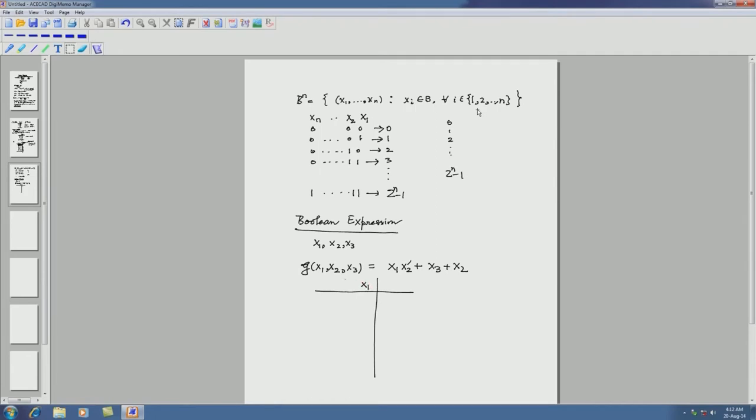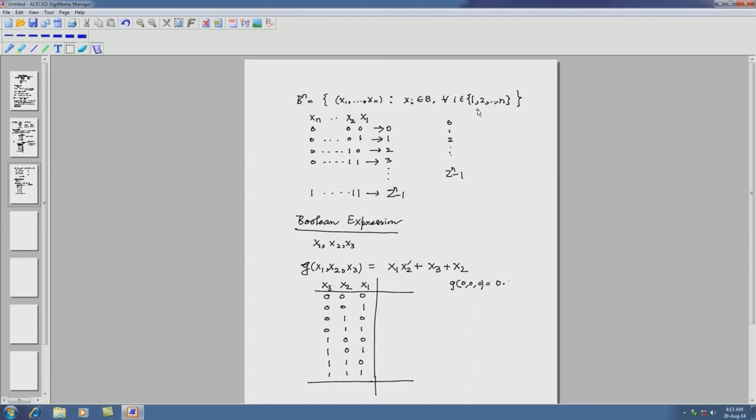So, I write x1, then x2 and x3. I put 0, 0, 0, then the next entry is 0, 0, 1, the next is 0, 1, 0, the fourth one is 0, 1, 1, fifth one is 1, 0, 0, then 1, 0, 1, then 1, 1, 0, and then 1, 1, 1. So, I have got all the 8 entries over here, and I will put the inputs in G according to that. The first one is 0, 0, 0.